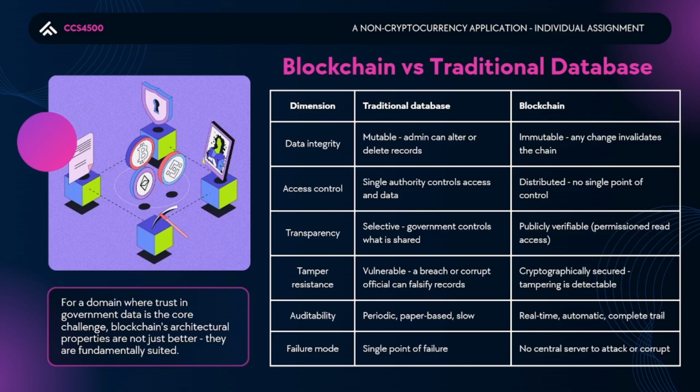But blockchain fundamentally changes this, as once data is written to the chain, it cannot be altered without invalidating every subsequent block, and this is detectable by every node in the network. Additionally, access control is distributed, as there is no single government department or official who can unilaterally change a record. Also, transparency is built in through a public permissioned model. Any citizen can verify the state of the ledger, while only authorized nodes can write to it. And the tamper resistance is cryptographic rather than procedural, meaning it does not depend on trusting an individual. And additionally, auditability is automatic and continuous rather than periodic and paper-based. And in summary, this is why blockchain is a more suitable choice for the domain. Basically, it transforms trust from something you have to assume into something that is mathematically guaranteed.